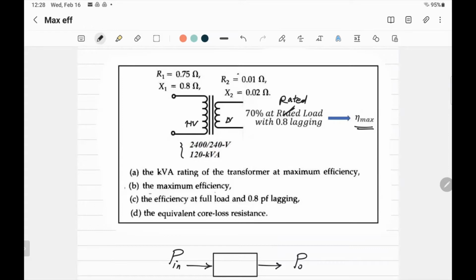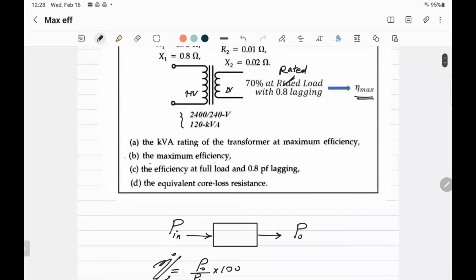Let's now go through the problem one by one. The first question is find the apparent power rating of the transformer at maximum efficiency. So you want to find the rating value of the transformer at maximum efficiency. First, to solve this problem, we ask ourselves, what is the rating value? They said kVA. So you want the apparent power of the transformer when it's at maximum. First, how can you calculate apparent power? S.